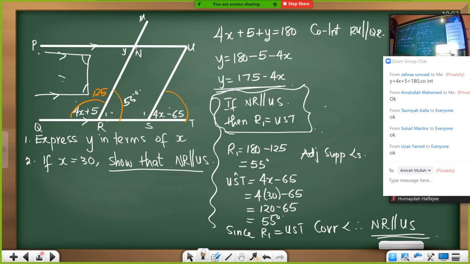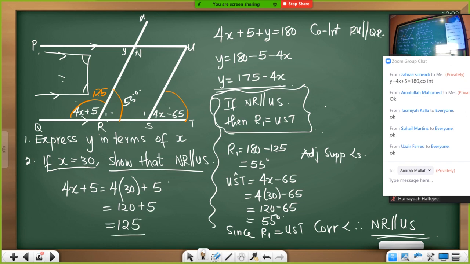How did I get the 125? We are told that x is equal to 30. Alright, if x is 30, substitute there. You have 4x plus 5. It will be 4 into 30 plus 5. 120 plus 5, that will be 125. Are you okay now? Valley? Yes, sir. All right, awesome. So it makes sense now. And that's what we did here as well. We substituted our 30.